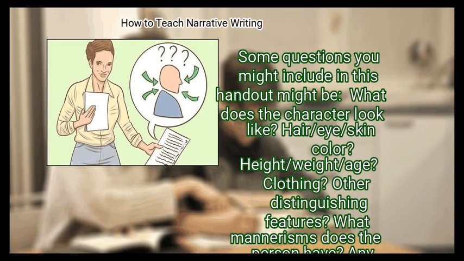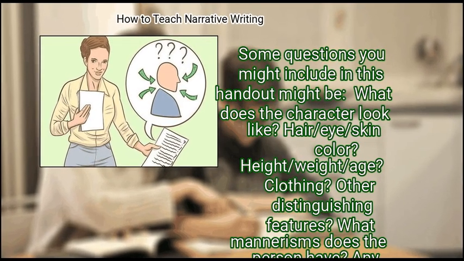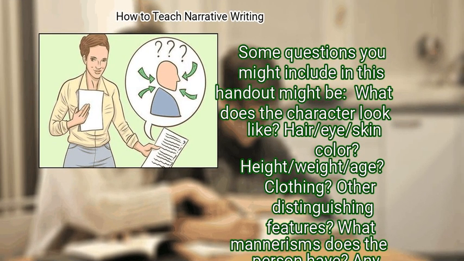Some questions you might include in this handout might be: What does the character look like? Hair, eye, skin color, height, weight, age, clothing, other distinguishing features. What mannerisms does the person have? Any nervous tics? How does their voice sound? What is their personality like? Is the person an optimist or pessimist? What are their likes, dislikes, hobbies, profession?